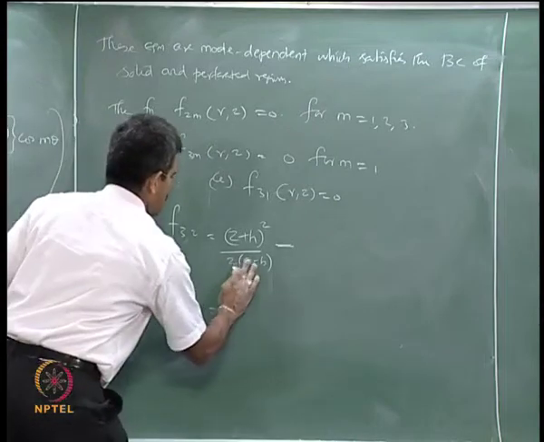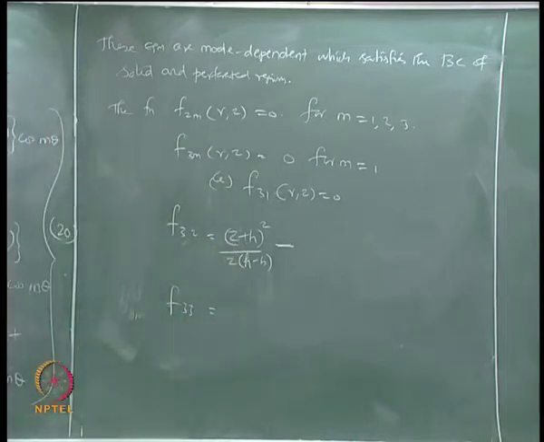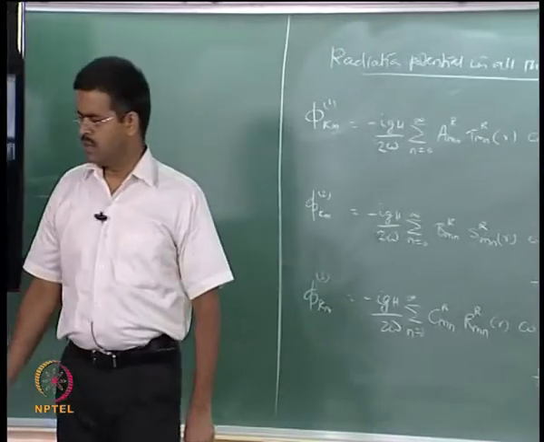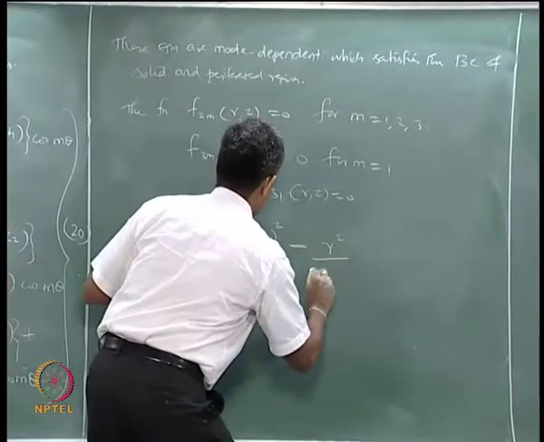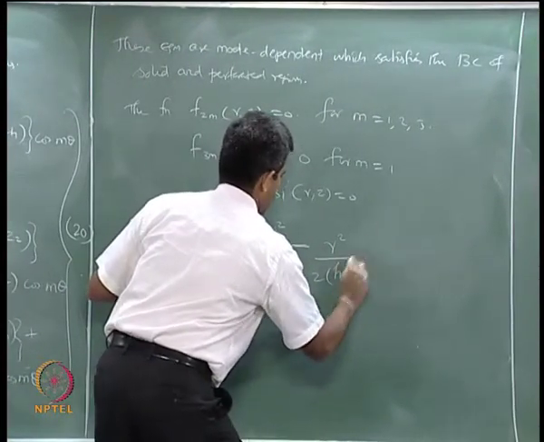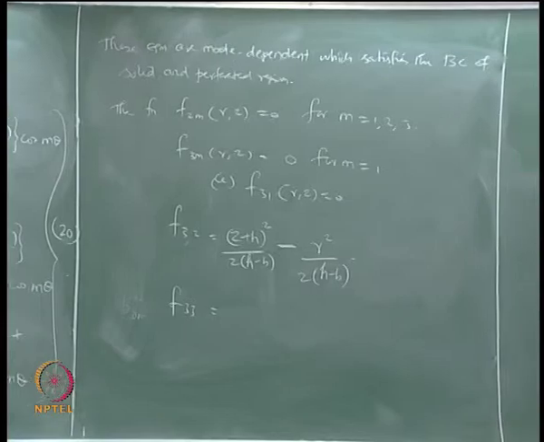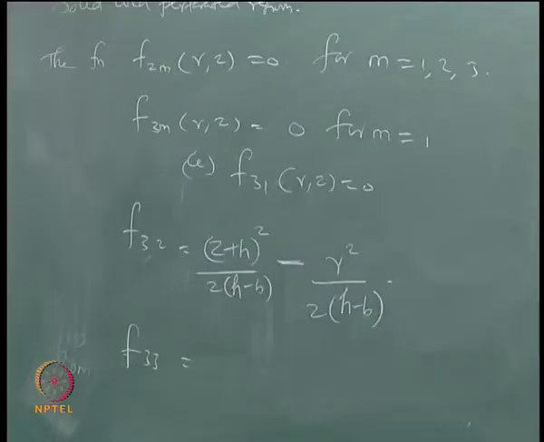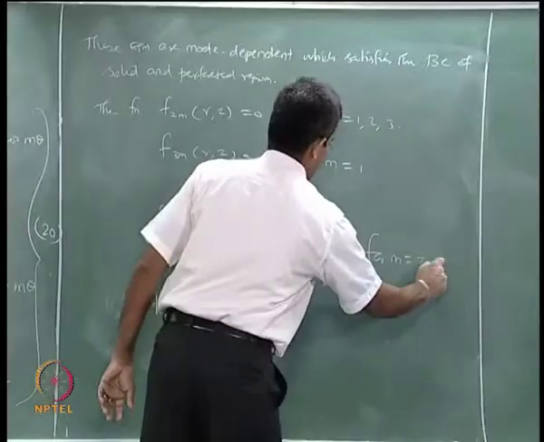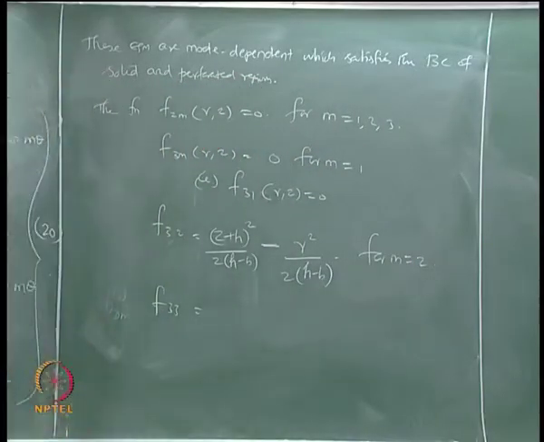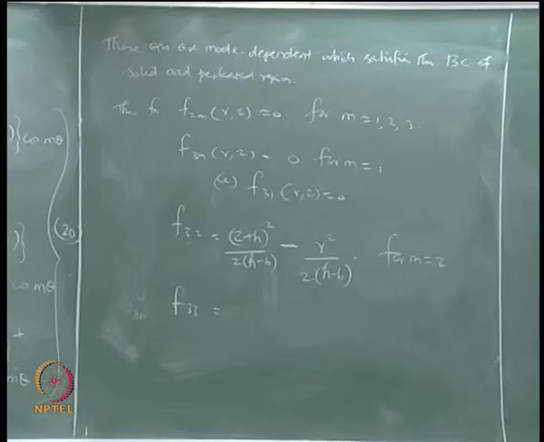This H minus B, we are talking about the second region. This is for m is equal to 2 and for m is equal to 3.